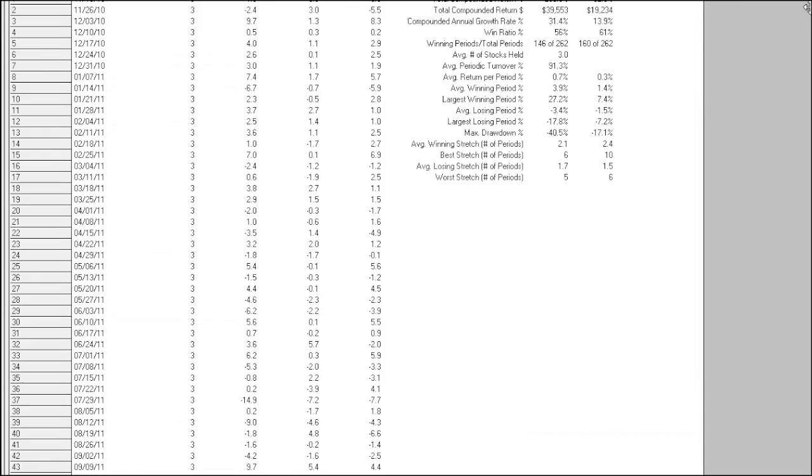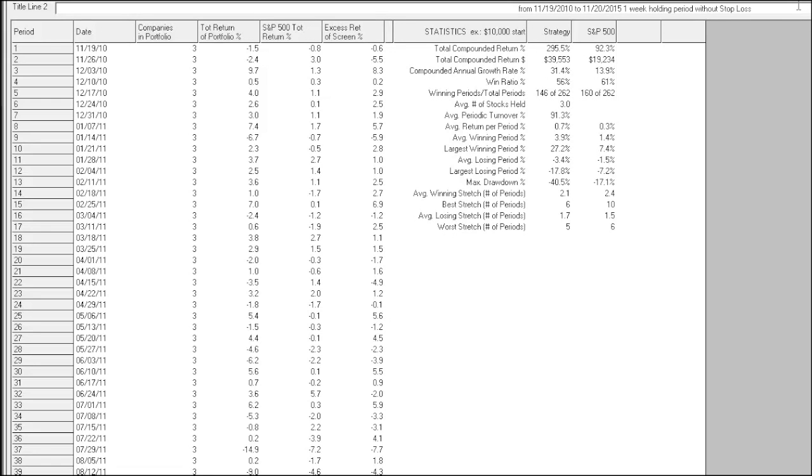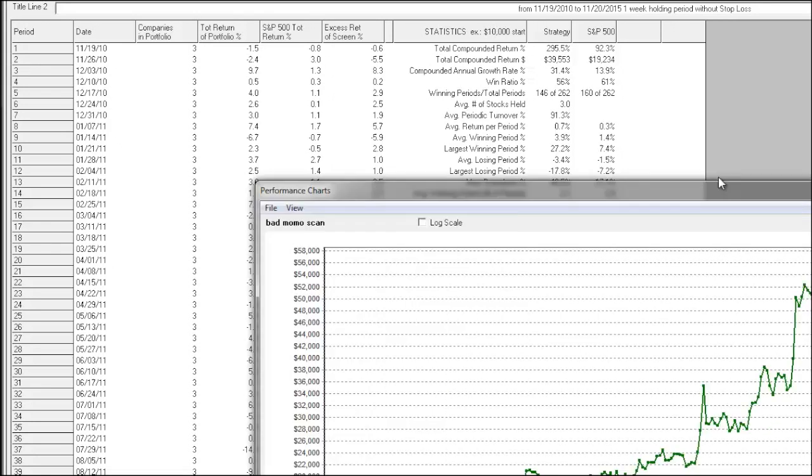Okay, so now we can see that having inserted a valuation metric of the price to sales ratio with no other changes made, we have turned a loss of nearly 100% into a 5-year gain of 295.5%, which is really quite good. You were earning 31.4% compounded annual growth rate on our money. Our $10,000 becomes nearly $40,000 in 5 years. That is significant. Here is the chart.